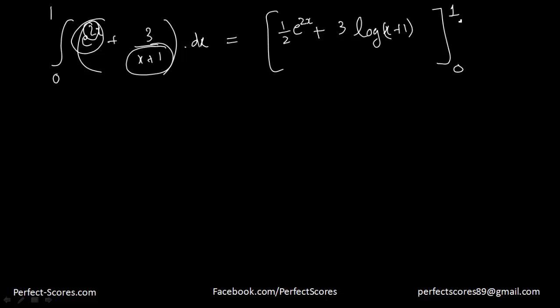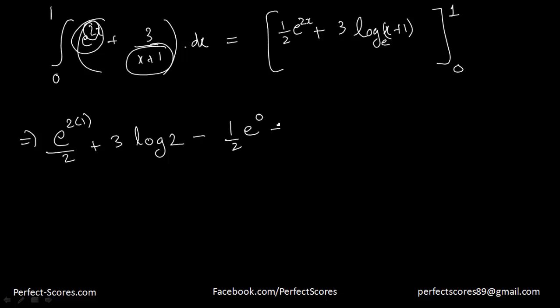Fine. And this log is to the base e always. Then I'll have to find the upper limit minus the lower limit. So it's going to be e raised to the power 2, into 1 over 2, plus 3 into log of 1 plus 1, which is 2, minus 1 by 2 into e raised to the power 0, minus 3 into log of 1. Fine. So this is the value of this integral here. I'm not talking about the geometric representation of this.